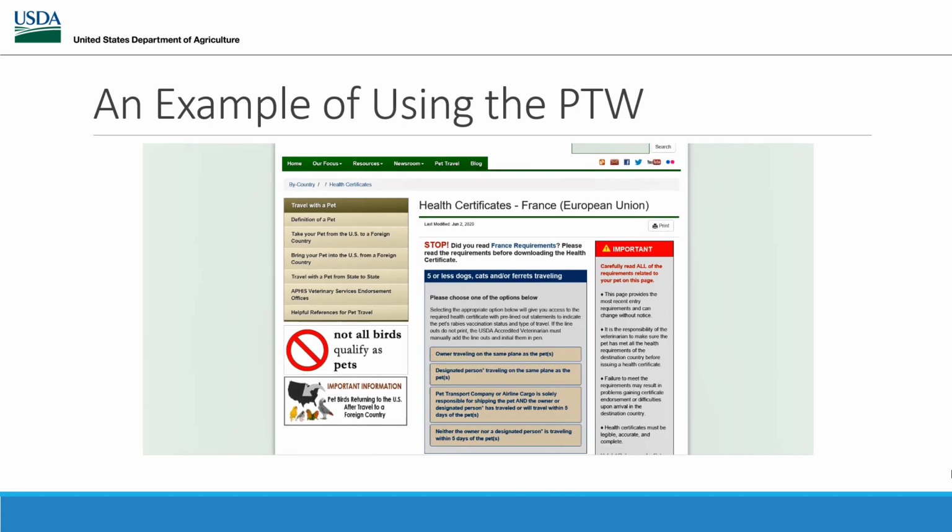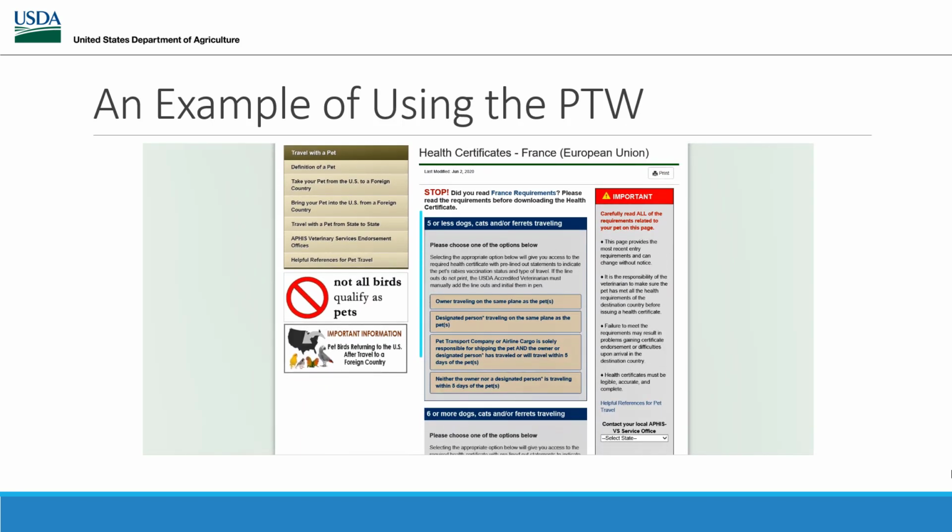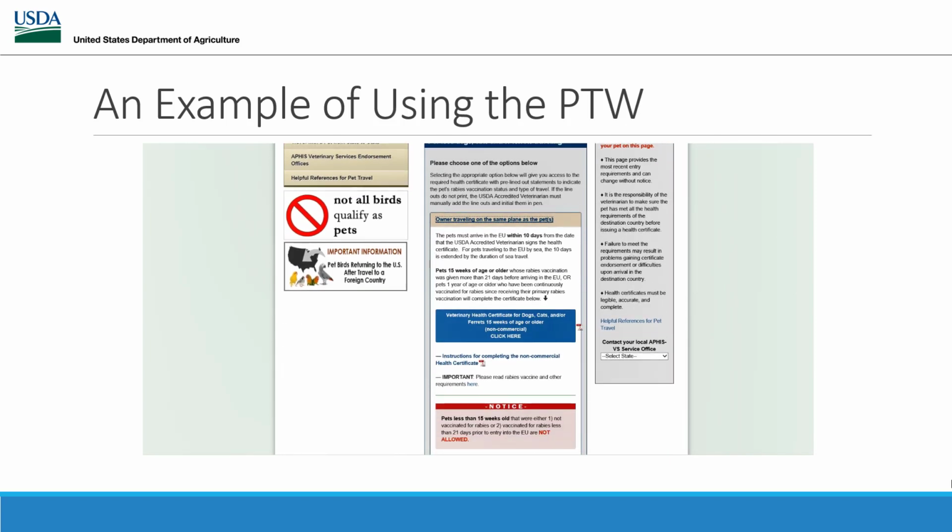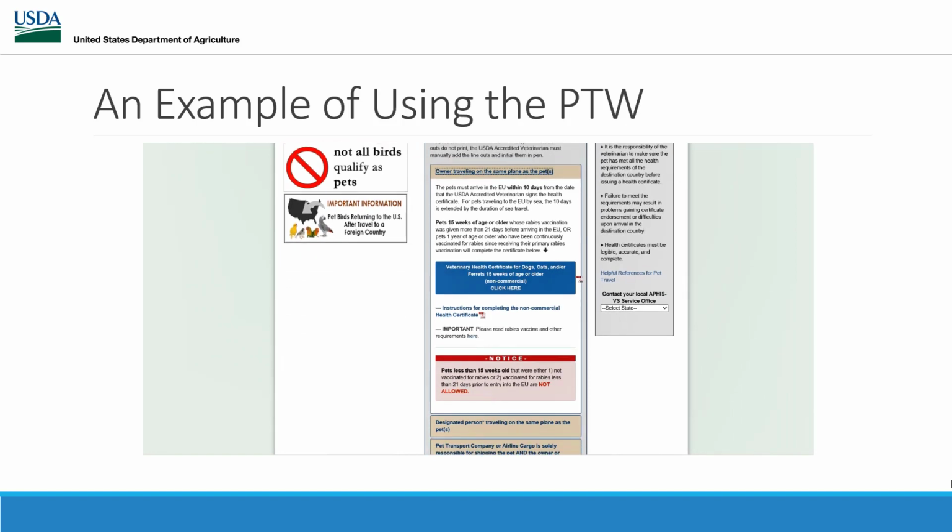In this situation, the PTW has more text for you to read to make sure you obtain the health certificate applicable to your client's travel plans. Once you've read the information, you'll select Owner traveling on the same plane as the pet, since your client and her dog are traveling together. Again, read through the information available to ensure you are preparing a compliant dog for travel to France.